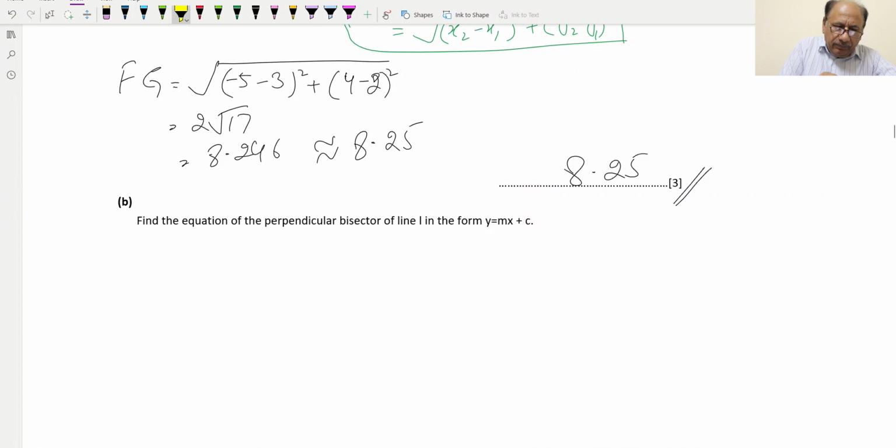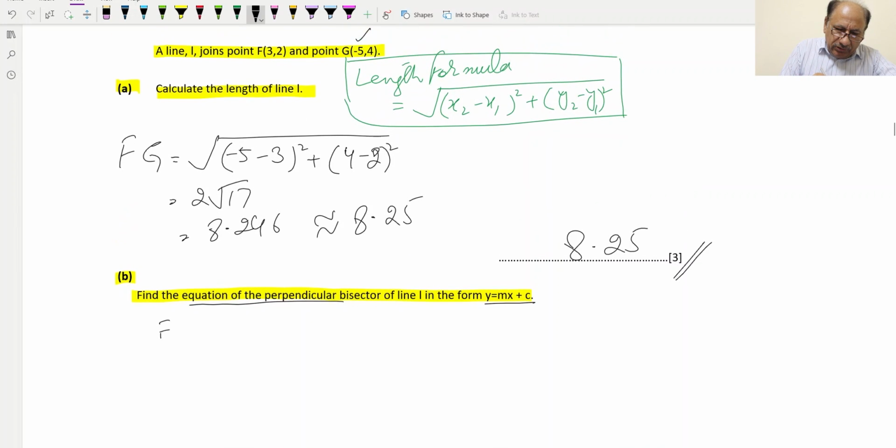Then B part, we can find the equation of the perpendicular bisector of the line L in the form y is equal to mx plus c. So first of all, we should know that to find the equation of the perpendicular bisector, we require the bisector point, and plus we require the gradient. So the point and the gradient we will use to write the equation, and we will write the answer in y is equal to mx plus c format. Now the given points are what? One is F point, which is (3, 2), and the second point is G, which is (-5, 4).